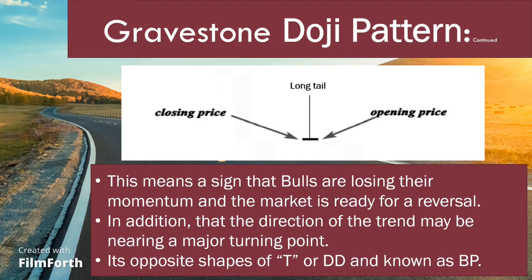This is a sign that bulls are losing their momentum and the market is ready for a reversal. In addition, the direction of the trend may be nearing a major turning point. Its shape is the opposite of a T. The Dragonfly Doji was like a T, and this is its opposite, and it is known as a bearish pattern.